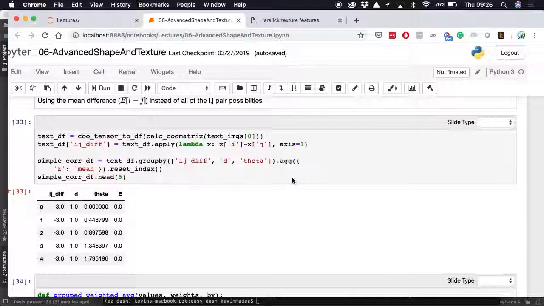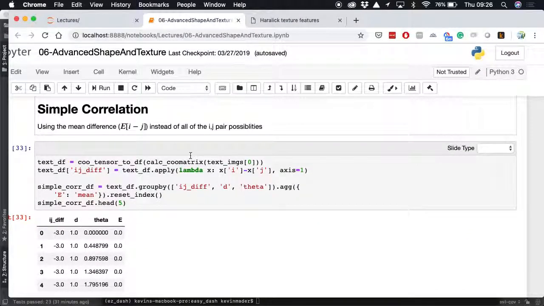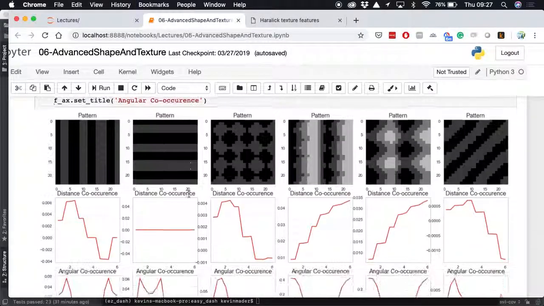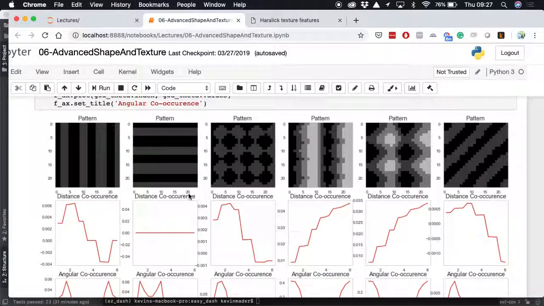And so we can do some simplification. Instead of looking at all the different possibilities for i and j, we can just look at the difference in i and j. So how much is it likely to change? And so we then just average over i minus j, rather than keeping all the distinct i and j values. And this makes it easier to show the expected value versus angle and the expected value versus distance.